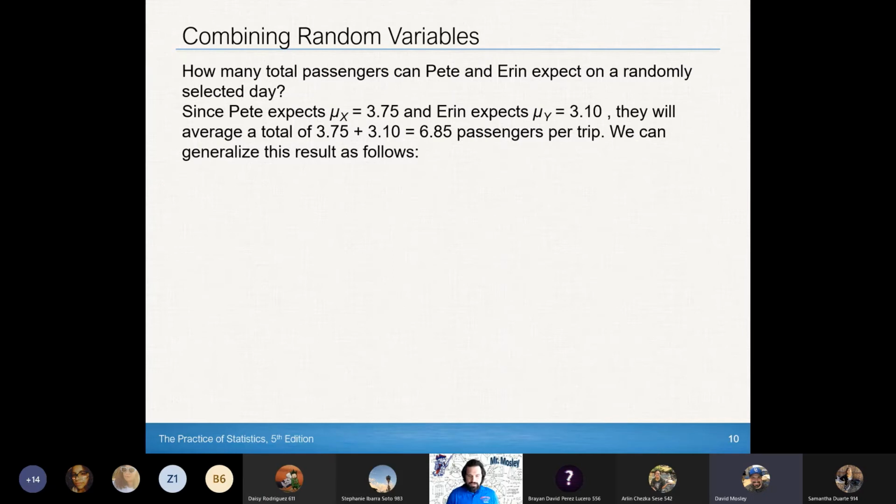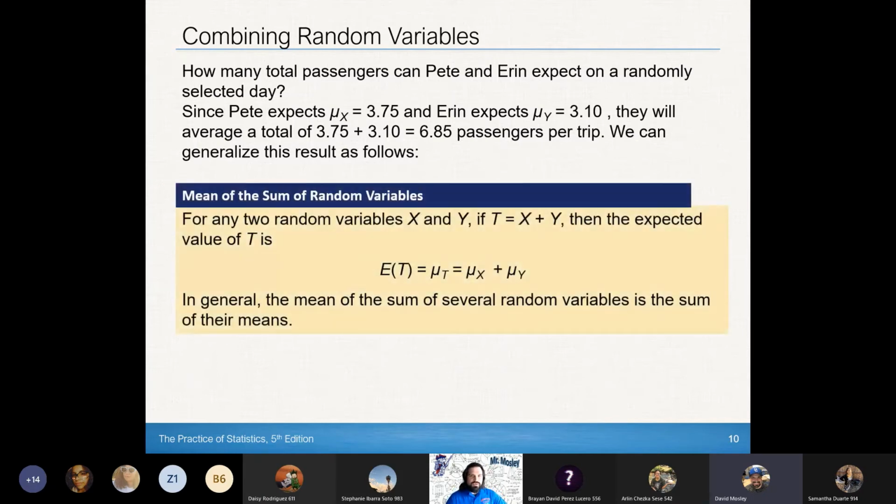We can generalize this result as follows. For any two random variables, x and y, if t equals x plus y, the expected value of t equals the mean of t equals the mean of x plus the mean of y. In general, the mean of the sum of several random variables is the sum of their means. Right, so if I want to know the expected value when adding two random variables, I just take the mean of each and add them together. Right, there's no fancy calculation, it is just add them up.